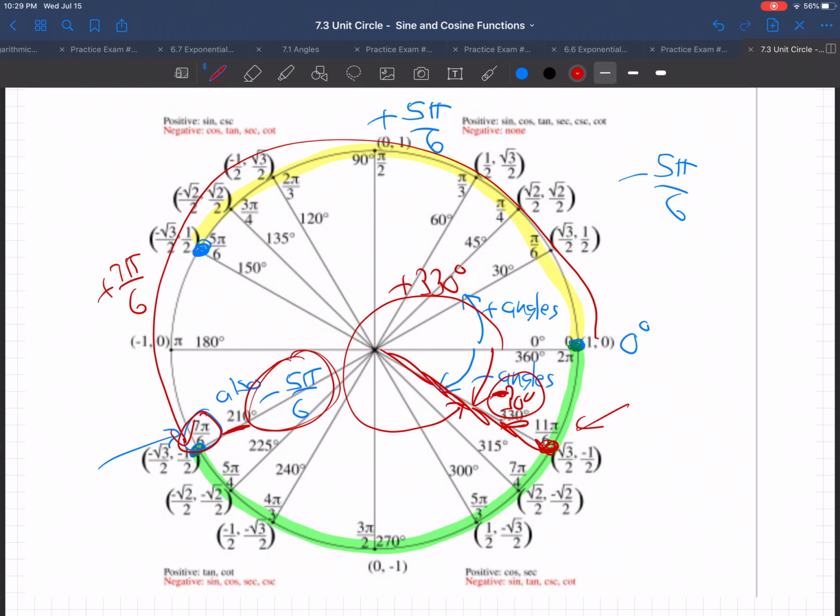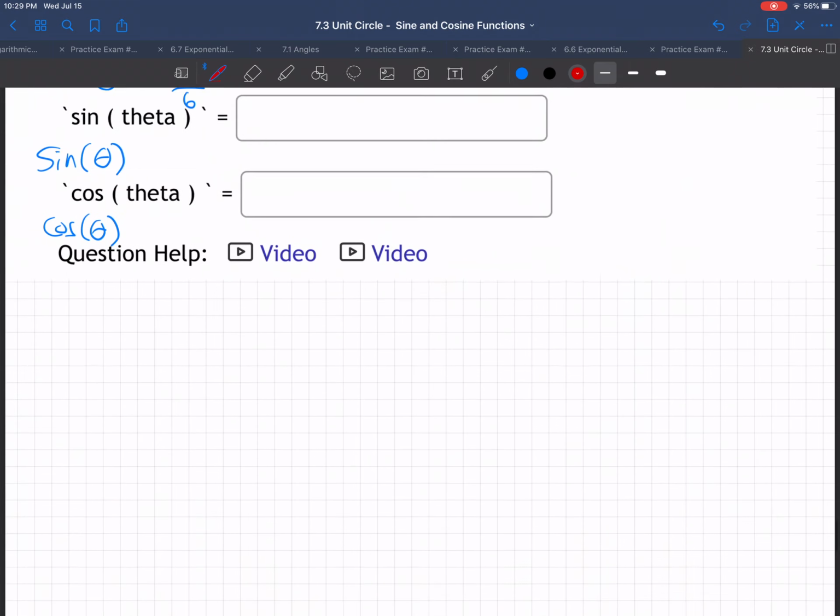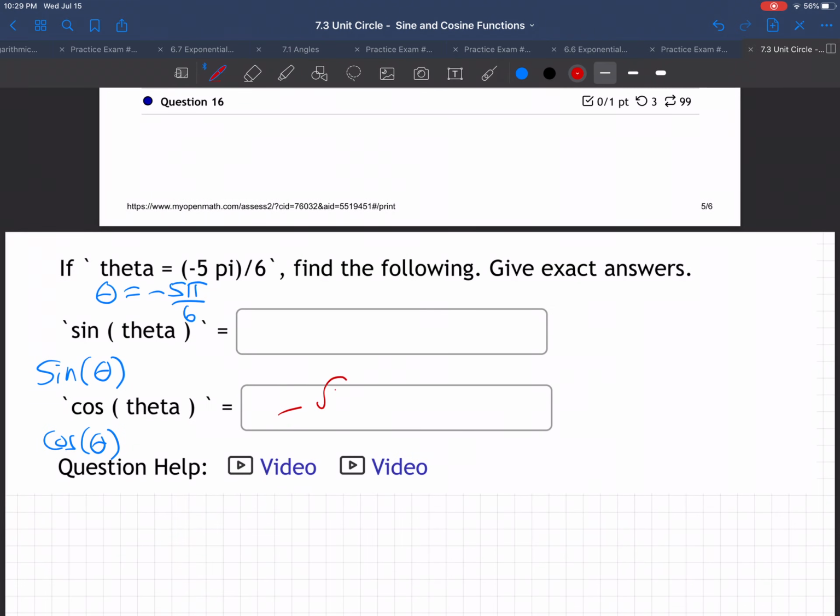They're 210 degrees. So the cosine is here and the sine is there. The cosine is negative root 3 over 2. Sine is negative a half. So the cosine is negative root 3 over 2, sine negative a half.